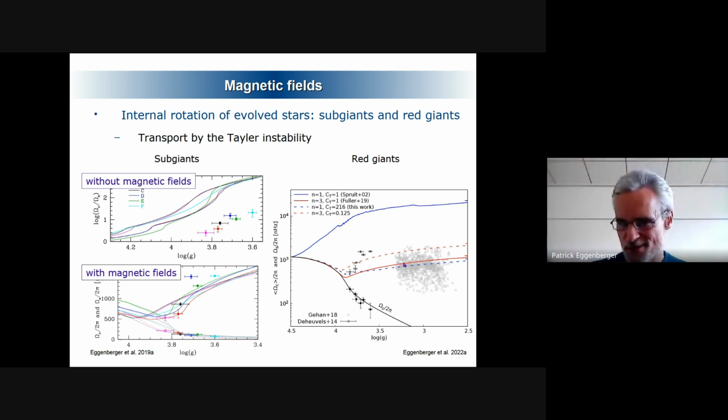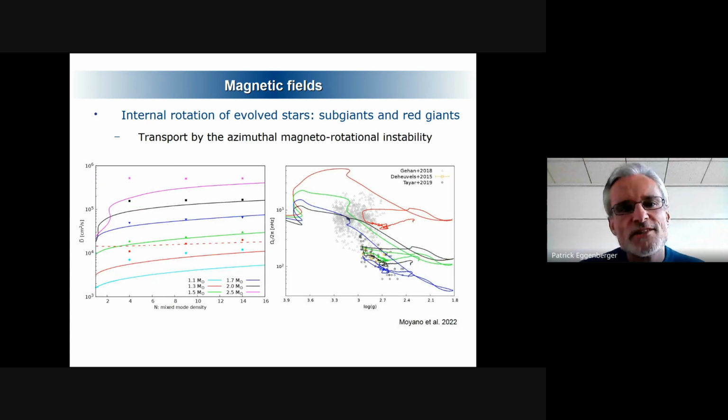So you see a bit what we have here. We have a better solution, we can have some better agreement, but this is not optimal. What is very difficult currently is to find a physical process that can reproduce all the data that we have for our stars. And this is the same for the magnetorotational instability.